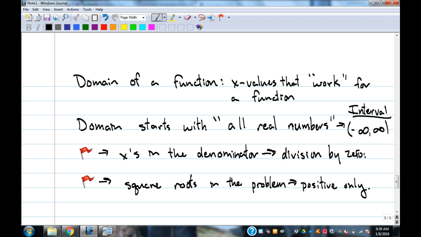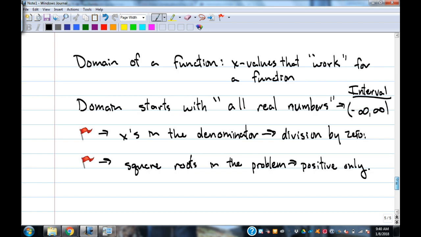If there are no red flags, what's the domain? If there are no red flags, all real numbers, negative infinity to positive infinity. If there are no red flags, that's the domain. If there are red flags, then we got to do something about it. Okay, and that's when we got to work on some stuff. So let's look at some problems and see if we can find the domain of those. Not doing anything else with them other than just finding the domain.